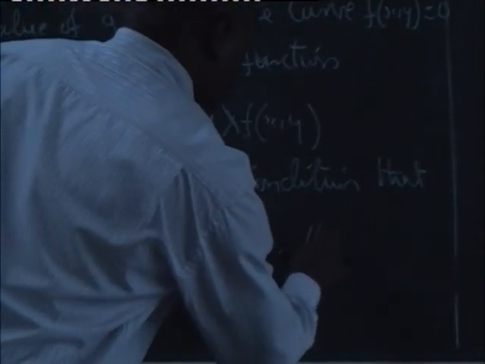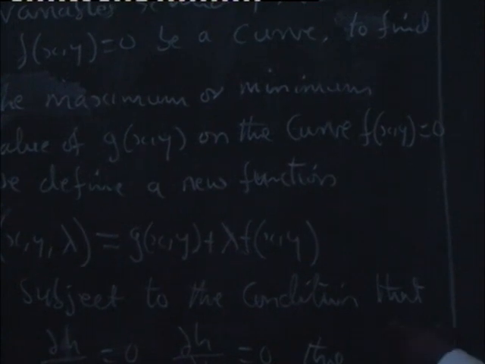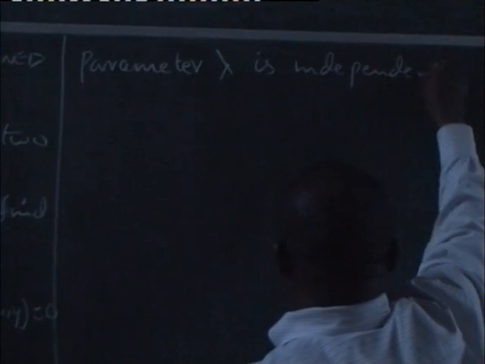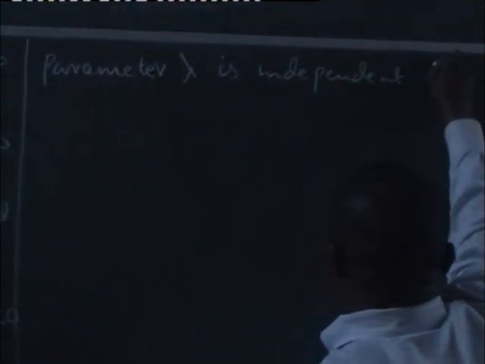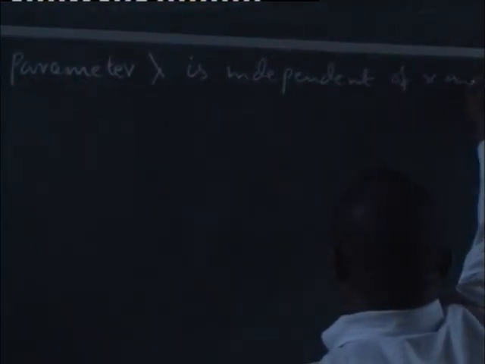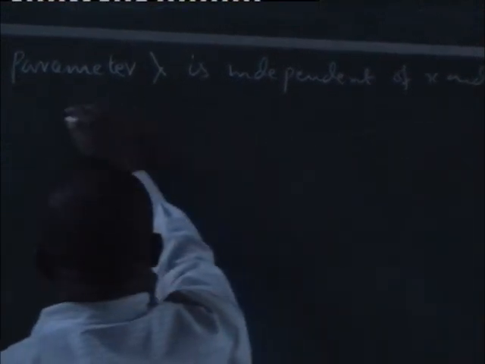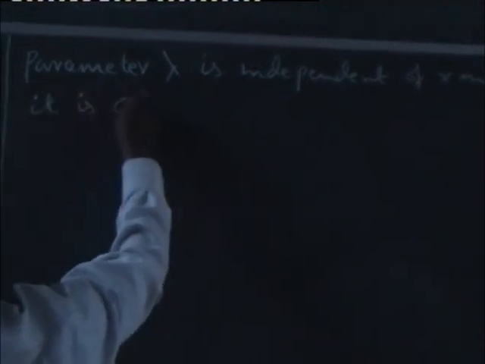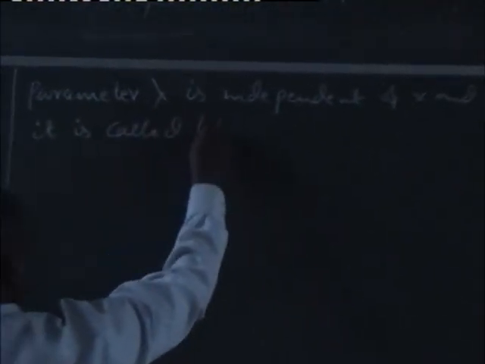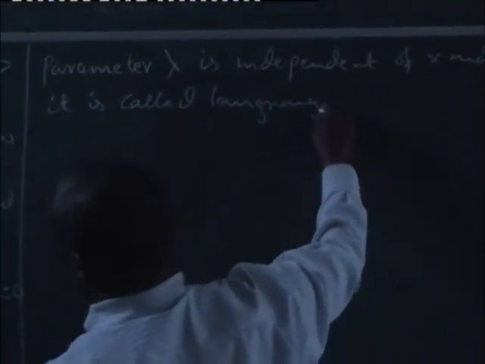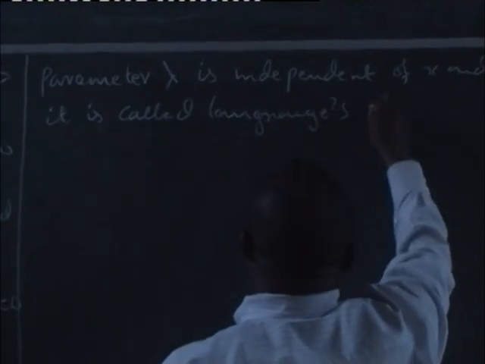Now, you see the parameter lambda is independent of x and y, and it is called the Lagrange multiplier.